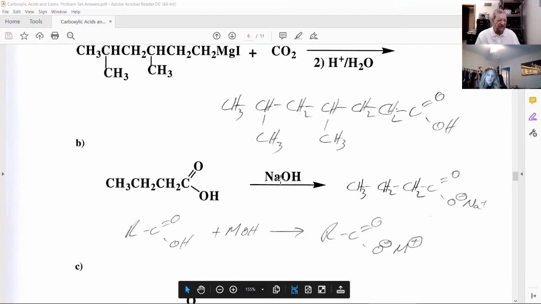Now, carboxylic acids are acids. If I react with a base, sodium hydroxide, the H on the hydroxyl group of the carboxylic acid is acidic. You can lose it as a proton.